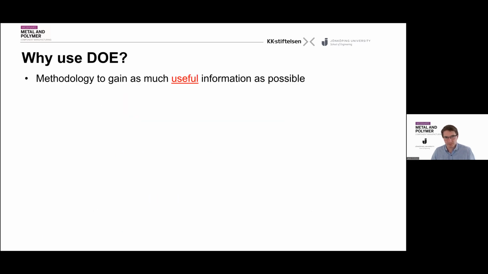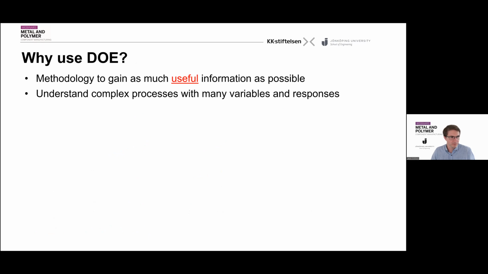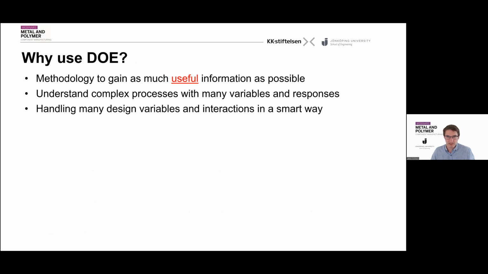Why should we use this? Well, basically, it's a methodology to gain as much useful information as possible. And what do we mean by useful? Well, it should be relevant, but it should also be statistically significant. And we can use it to understand complex processes with many variables and responses. And it helps us handle many design variables and interactions between these variables in a smart way.